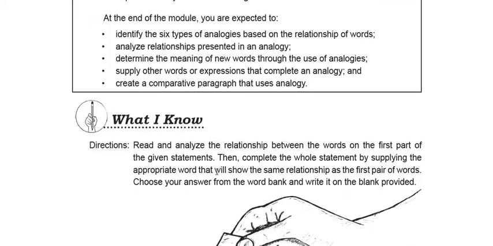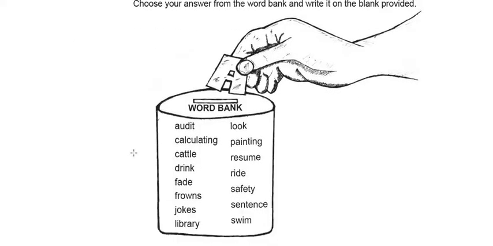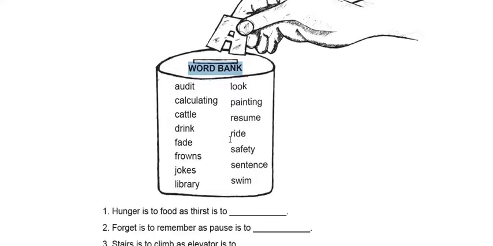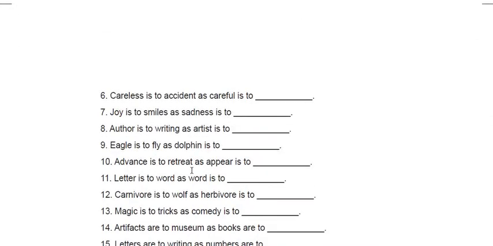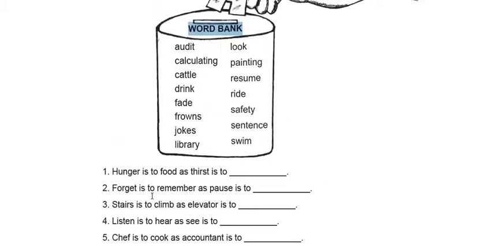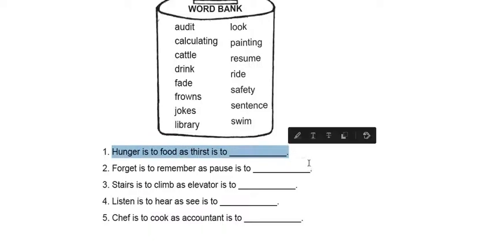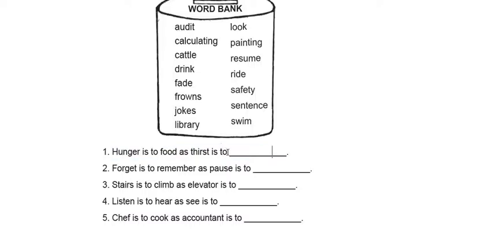So the first written task in this activity is what I know. So in this what I know, we have here the word bank. And this word bank will be your choices. So we have here how many words? 1, 2, 3, 4, 5, 6, 7, 8, 9, 10, 11, 12, 13, 14, 15. Because in this activity, you will be answering 15 items. So what are you going to do? Very easy. So all you need to do is to complete the analogy, just like what I said a while ago. You need to supply the needed word for you to complete the analogy.